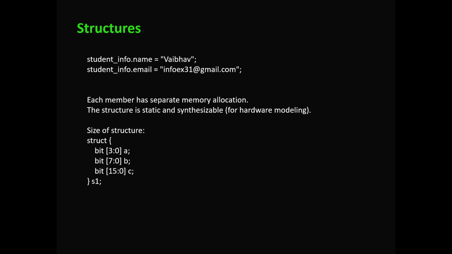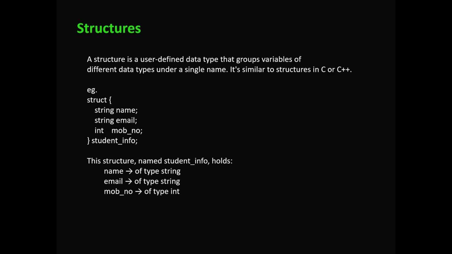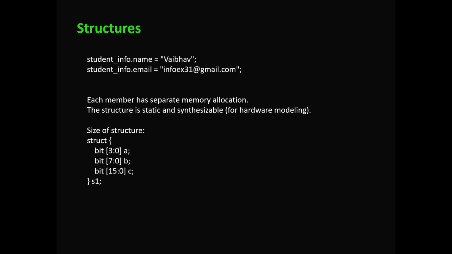Now keep this in mind. Each structure member or each structure element has a separate memory allocation. So see here your name will get its individual memory location, your email will get its individual memory location, and your mobile number will get its individual memory location. They will not share their memory location between them. So each one will get an individual memory location. And also keep this in mind, your structure is static and also synthesizable, or usable for hardware modeling.